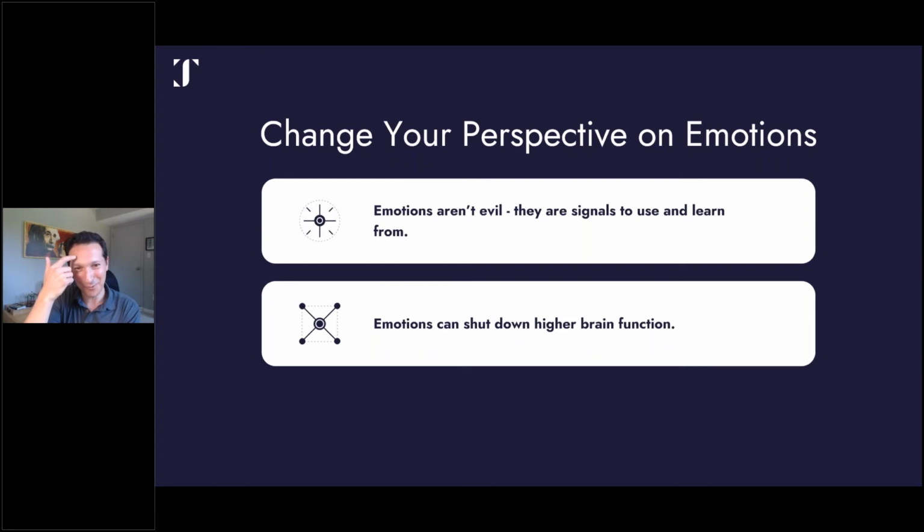There's a part of the brain right up here, in the frontal lobe, called the prefrontal cortex. It's the part of the brain responsible for controlling your emotions. So you heard that right. The part of the brain responsible for controlling emotions can be shut down by your emotions. That is a fact. It is a fundamental law of human nature. You cannot change this.